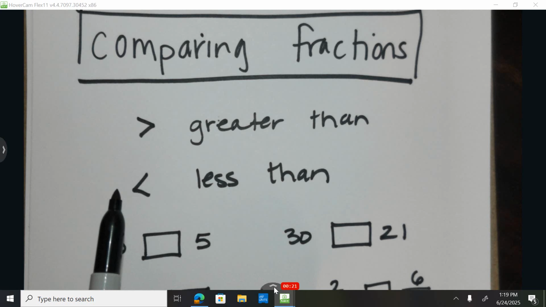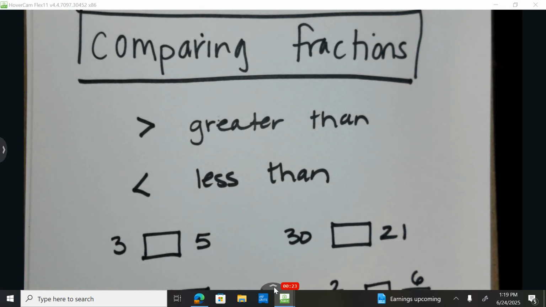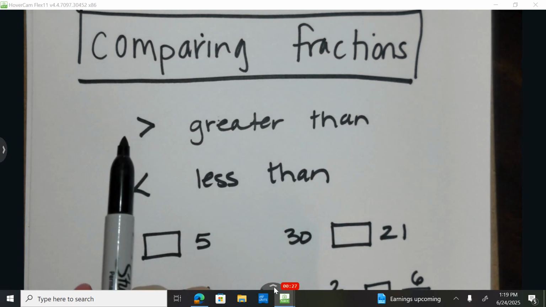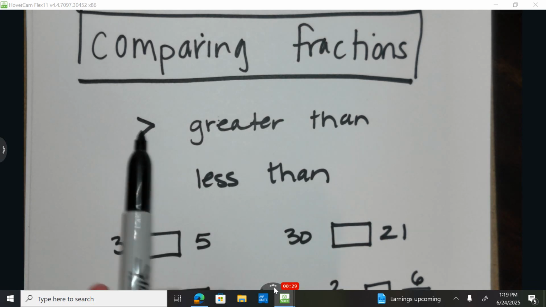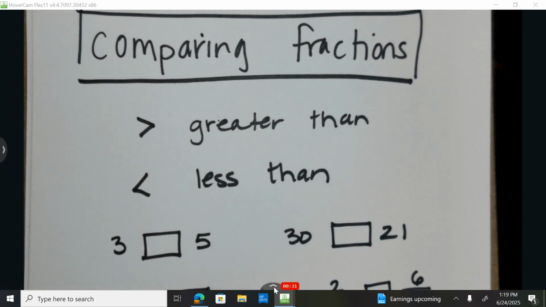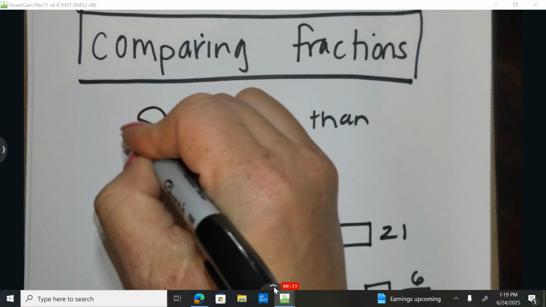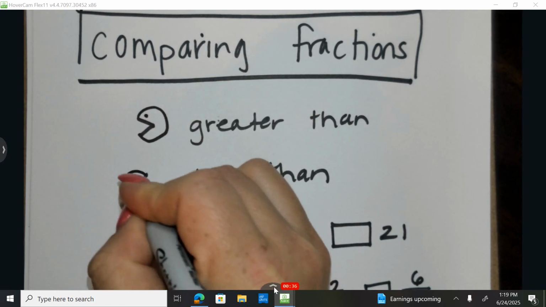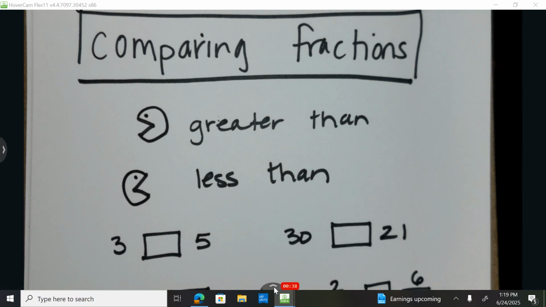These are called inequality symbols, and they help us to identify larger and smaller values. We read them from left to right, and this is read as greater than, and this is read as less than. Now, when I learned this years and years ago, when I was in elementary school, my teacher taught us using a Pac-Man mouth or an alligator mouth, and the mouth is always going to eat the larger value.